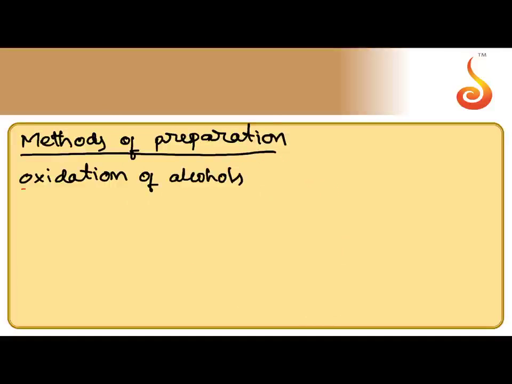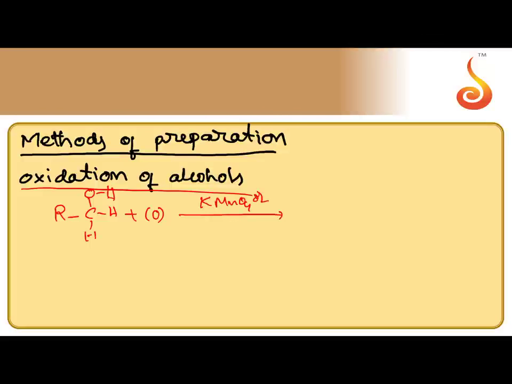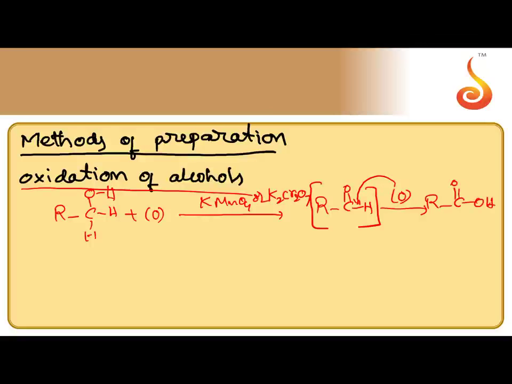Methods of preparation. First one, by the oxidation of alcohols. Already we have discussed. Alcohols on oxidation by strong oxidizing agents like potassium permanganate or potassium dichromate, two hydrogens are removed. First aldehyde is obtained. That aldehyde is considered an intermediate only. The aldehyde formed undergoes oxidation further, producing carboxylic acid.